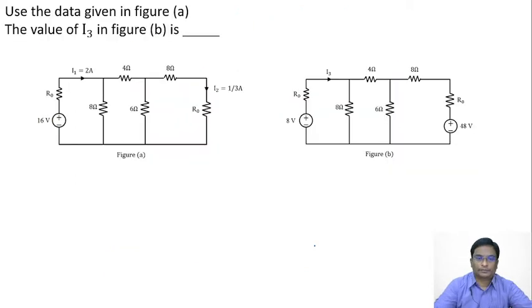What is the next question? Use the data given in figure A. This question also belongs to circuit theory itself. Use the data given in figure A to find the value of I3 in figure B. If you notice the values here, R naught is the same, 8 ohms same, 4 same, 6 same, 8 same, R naught same. The only change is that they placed a 16 volt source. Here they're asking us to determine I3 when 8 volts and 48 volts are connected here.